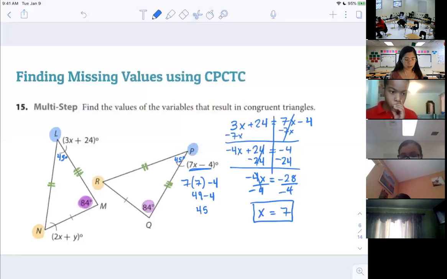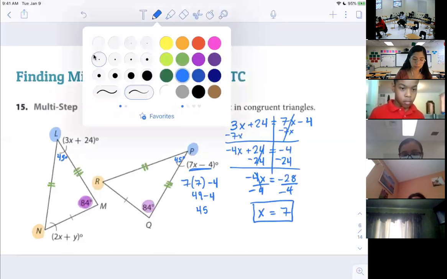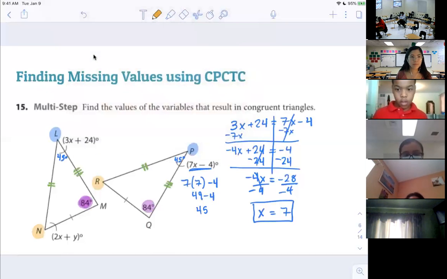And what does that mean about angle N and angle R? They're the same, and can I figure out how much they measure? Yes. How do I do that? Good, 180. So I have to add up 45 plus 84. That gives me 129. And I do 180 minus 129. What do you get?